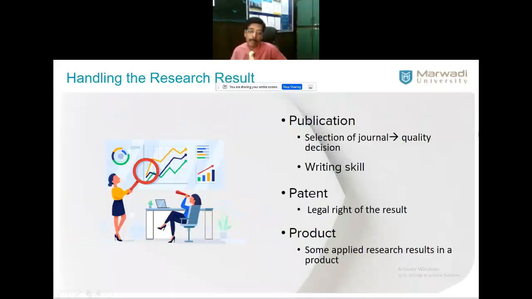Yes, right. So writing skill is very much essential for the publication. The patent is the legal right of the research. Intellectual property or patent also we can do, and it's a bit difficult for software models or algorithms to patent. So there are some restrictions available. We can go through and do that.